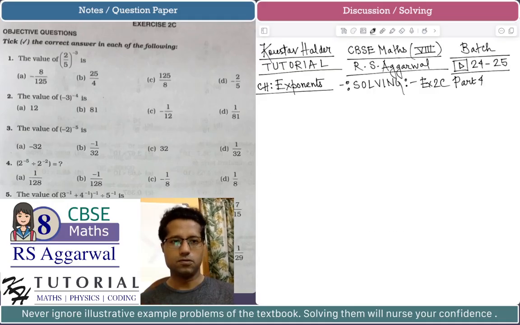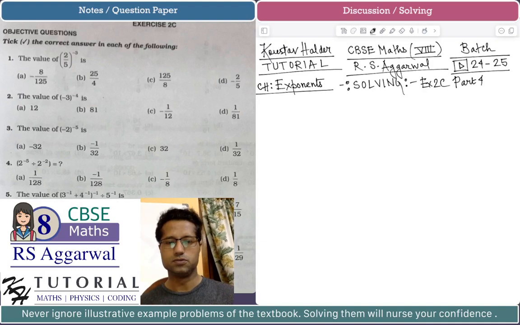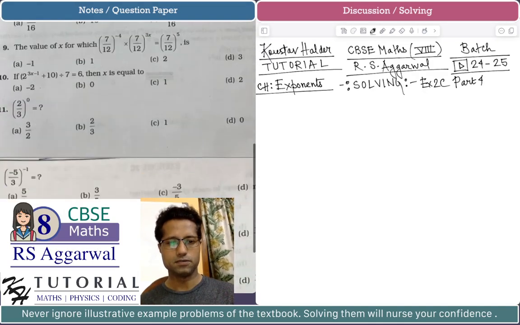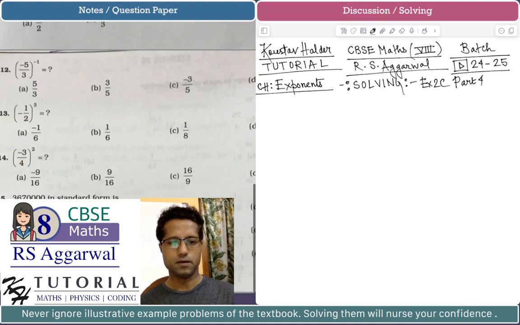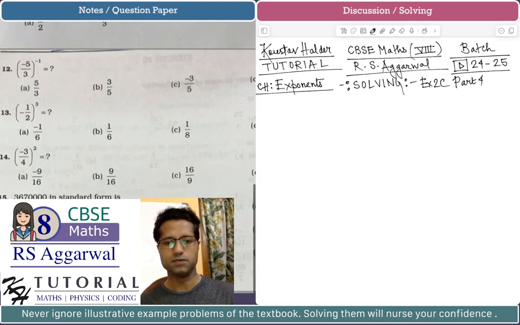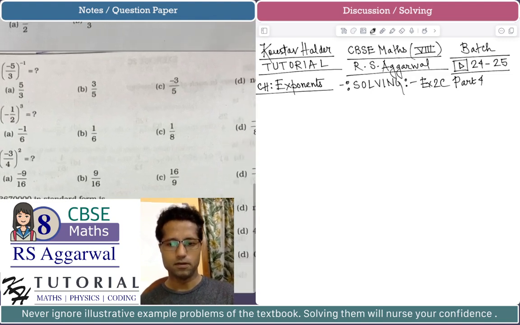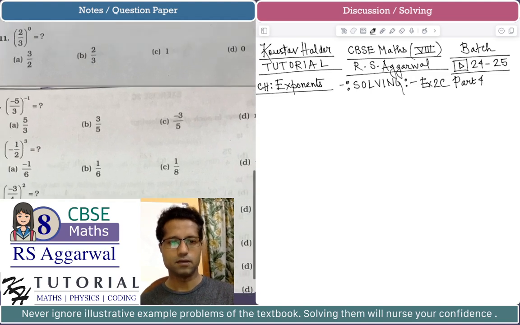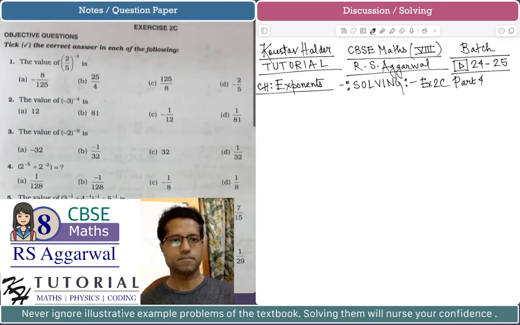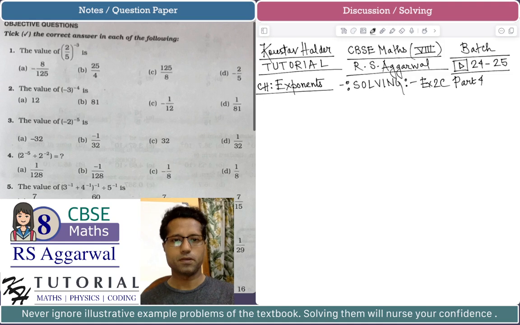Okay, so I have the exercise 2C problems on the left hand side, and on the right hand side I will solve the problems. There are roughly 17 questions and all are MCQ. Four choices are given per question and we have to select the correct choice. So let's start solving the problems.